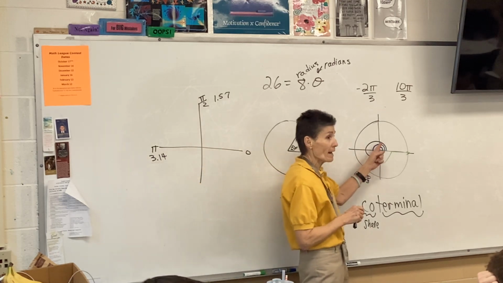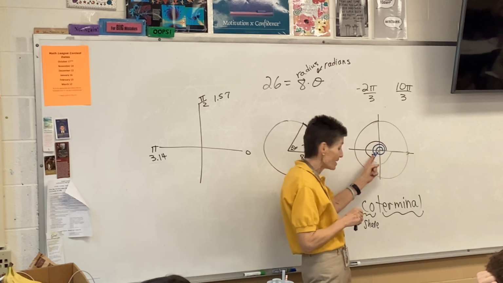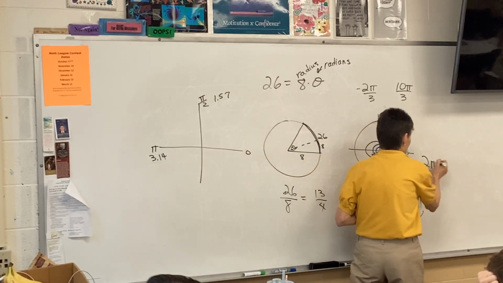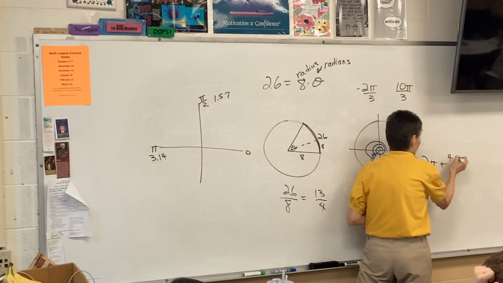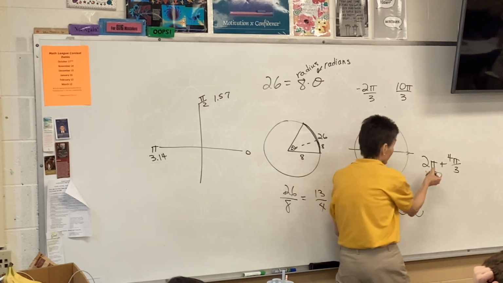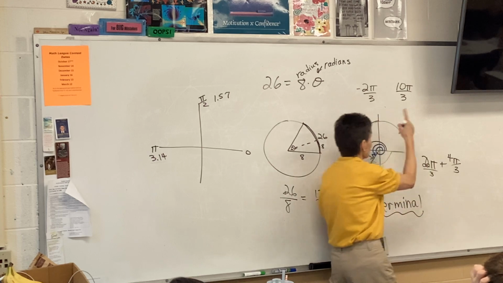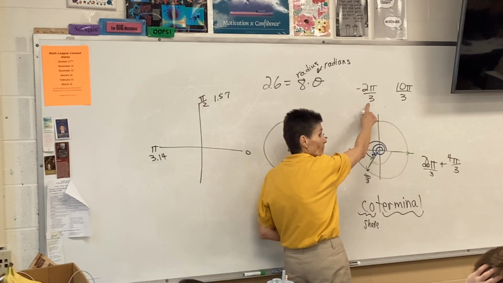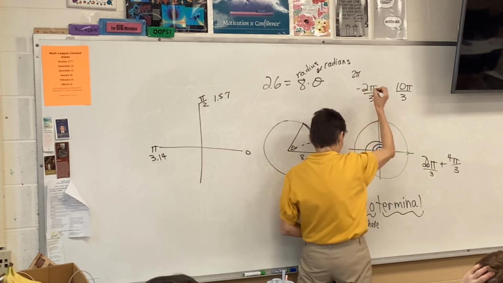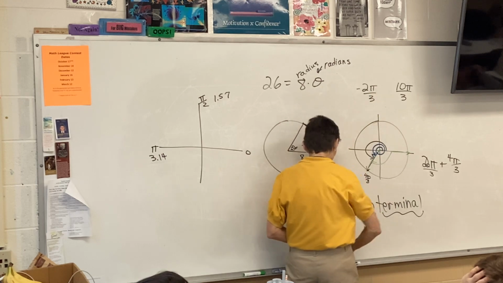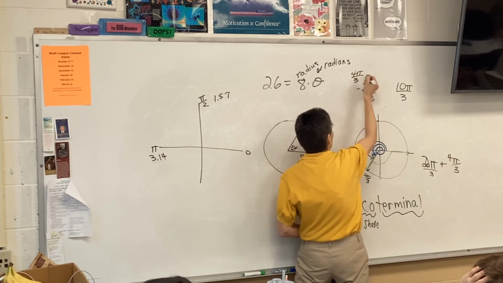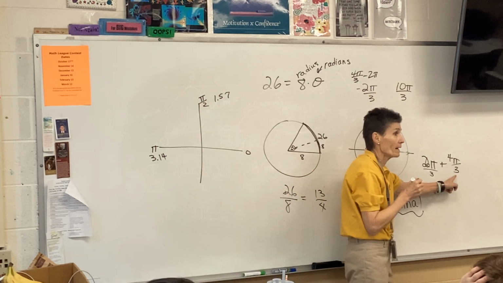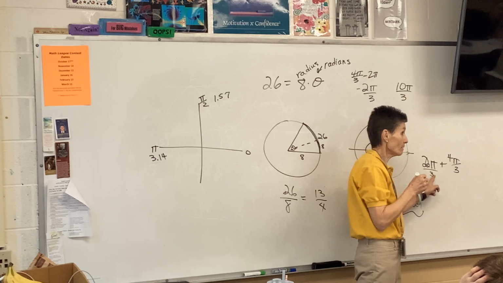So that blue angle I drew, I went all the way around and then did my 4 pi over 3. So in other words, it's 2 pi, that's your revolution, plus your 4 pi over 3. Luke got a common denominator here and said that's 10 pi over 3. Perfect. Kids, notice that this first one we got was 4 pi over 3 minus 2 pi. And this one is 4 pi over 3 plus 2 pi.